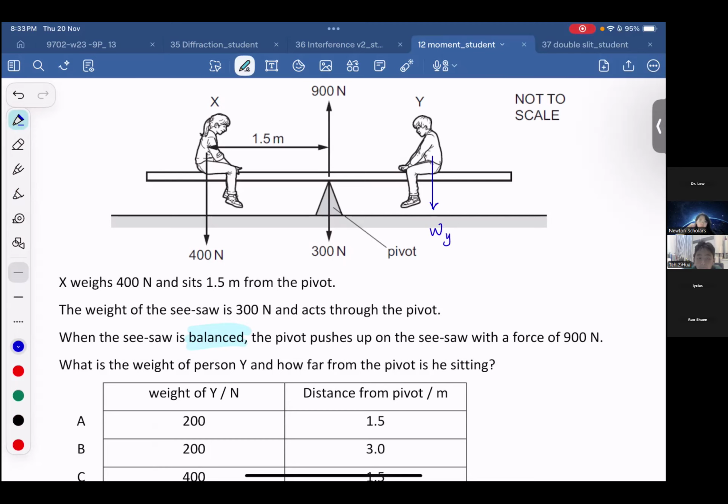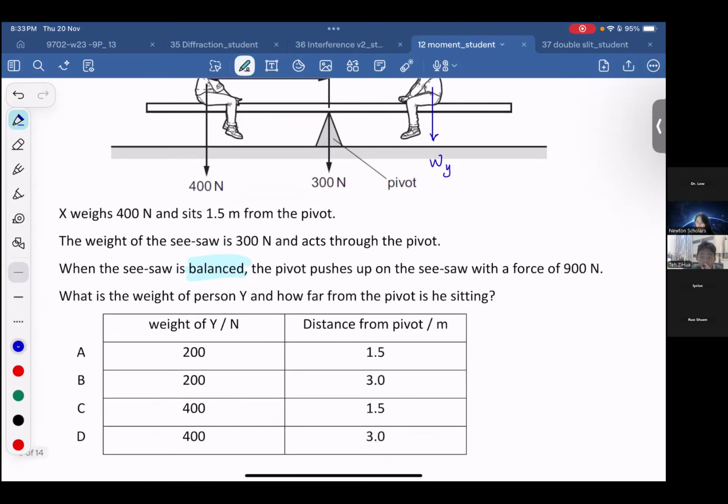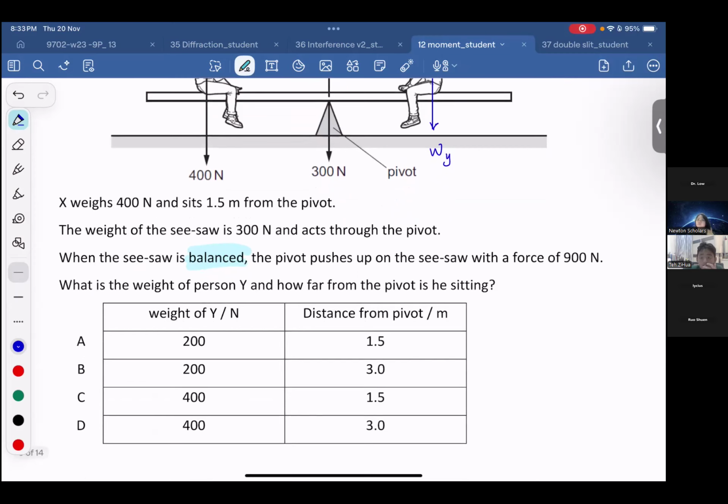Okay. So boys and girls, can you try? What is the weight for the Y person? The problem is, teacher, I want to find the clockwise moment equals to anti-clockwise moment. But the problem is I don't know the distance for the person Y. How do I know the weight? So use another rule. When they balance, they got two rules. So try and then tell me what is your answer.